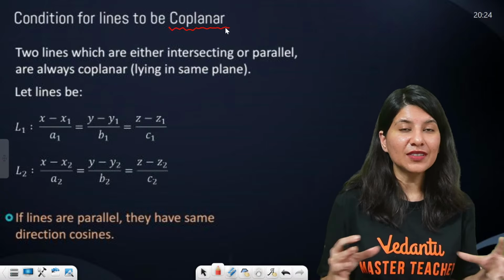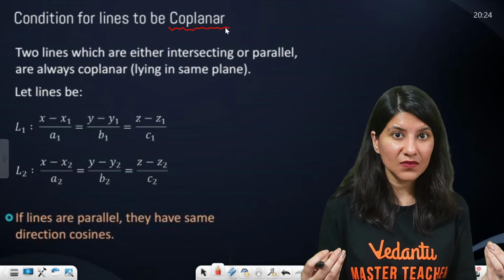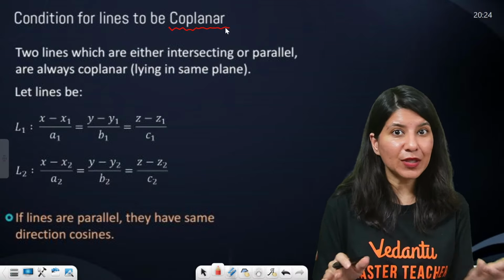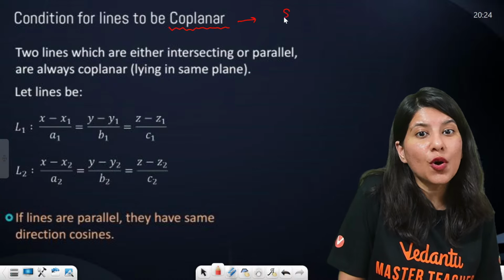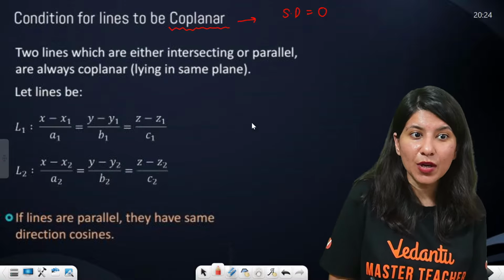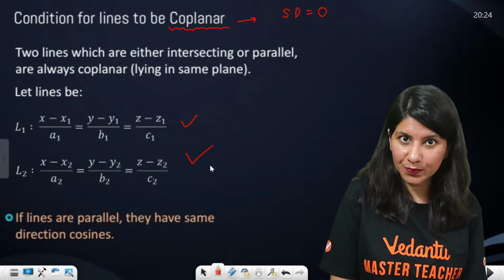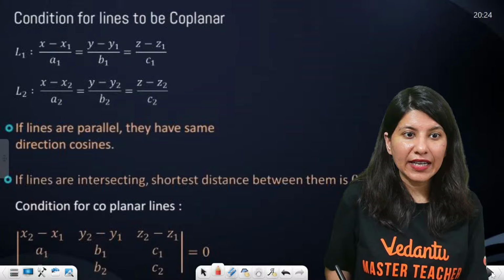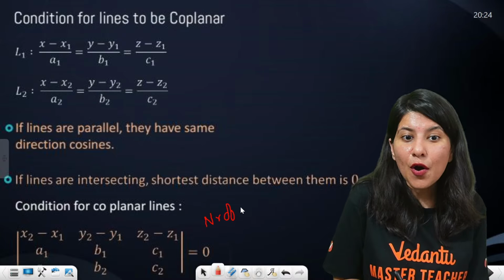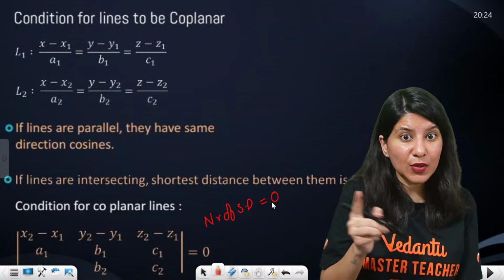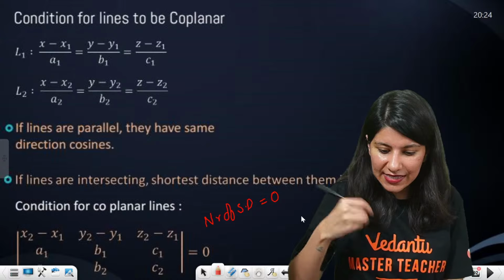Okay? So now, because you are aware about the shortest distance formula, you will be absolutely sorted about this, because both are having the same formula. If two lines are coplanar, the shortest distance of two lines will be equal to 0. So if at all L1 and L2 are coplanar, you can see the formula of condition of coplanar lines. Can you see this is the numerator of that shortest distance between two skew lines? That numerator you are making 0. Okay, so this is the formula. Same thing you have to apply.